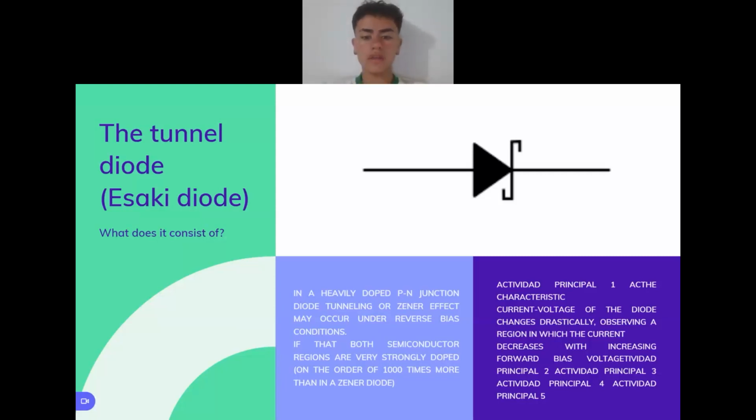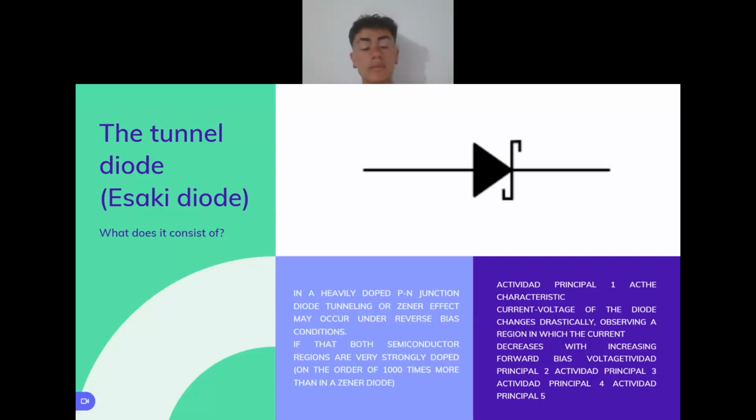Under these conditions, the current-voltage characteristic of the diode changes drastically, showing a region in which the current decreases with increasing forward bias voltage. As the forward bias increases, the current increases very rapidly from zero to a peak value, Ip, at which the break occurs. Then the current falls to a valley current, giving rise to the region of negative resistance.